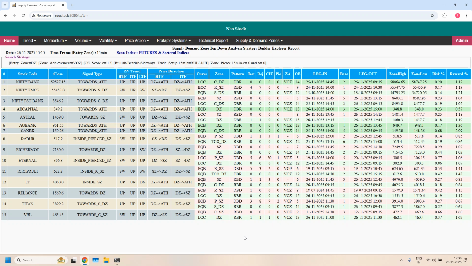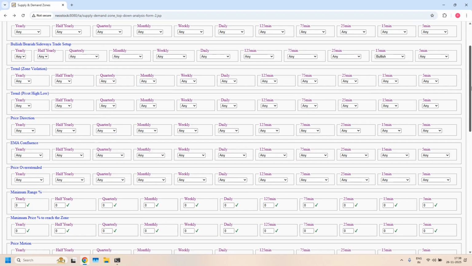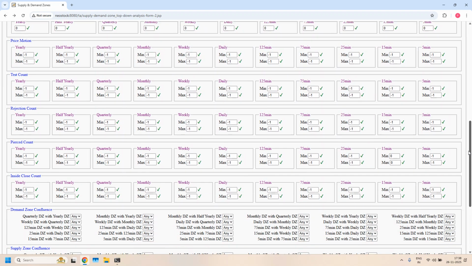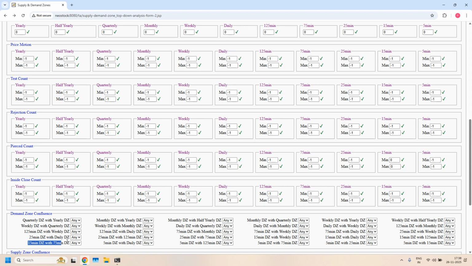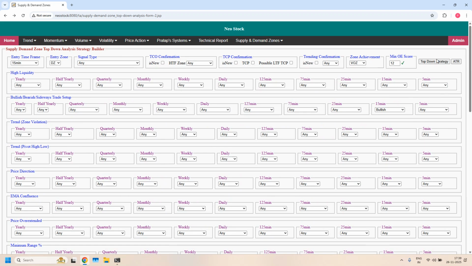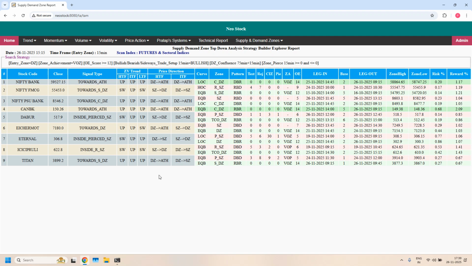As per the 2 strategies, we land in less than 27. So first strategy, first step, LTF and ITF demand zone confluence. That is 15 minutes and 75 minutes demand zone confluence. By enabling the filter, we got 9 stocks. In all the 9 stocks, all these 15 minutes demand zones overlapped with 75 minutes demand zone. And 75 minutes trend, ITF trend is uptrend in all the stocks.